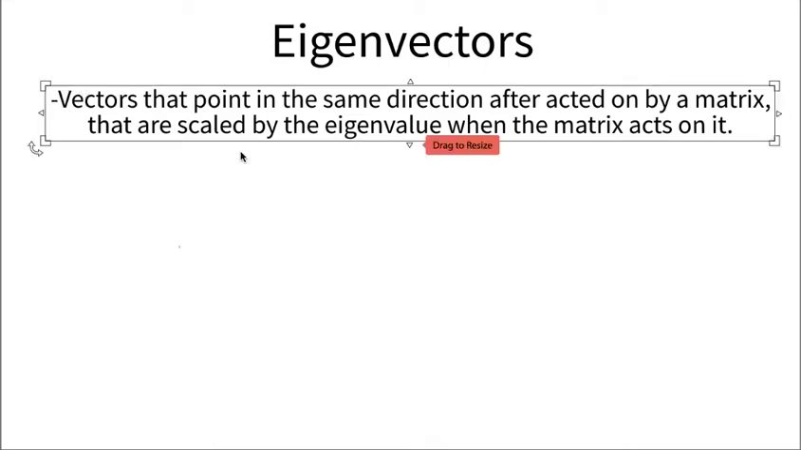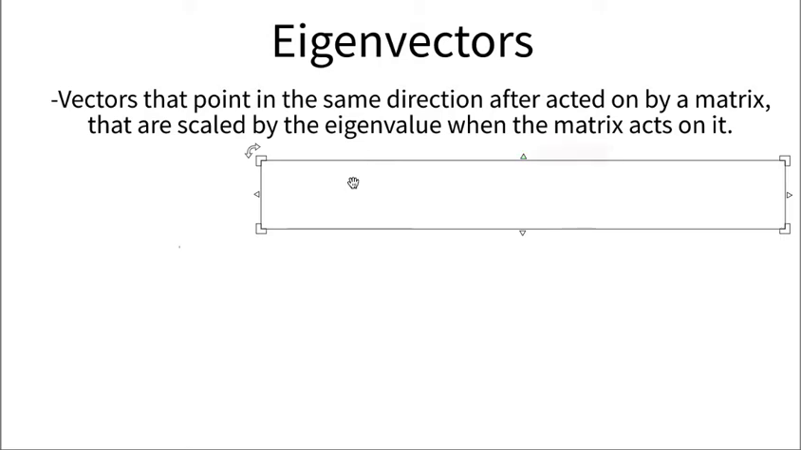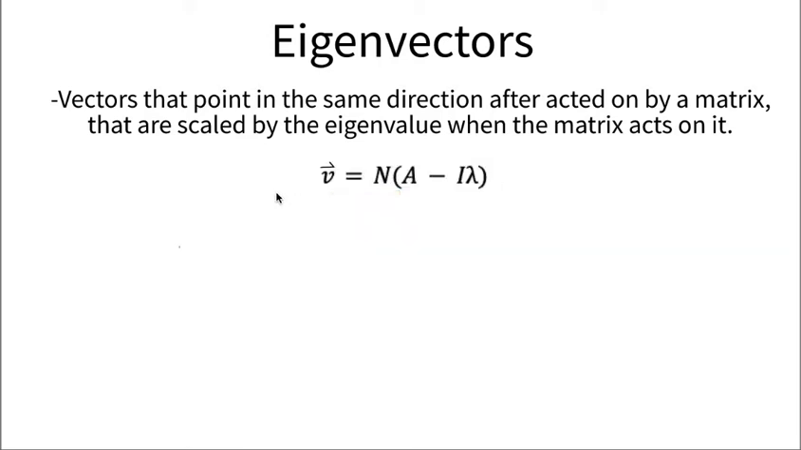So this is the formula if you want to find an eigenvector. The set of all eigenvectors of a matrix is equal to the null space of A, which is the matrix that you're going to find the eigenvector of, minus I, which is the identity matrix, times lambda. Lambda is the eigenvalue for that specific eigenvector. And I think that's all there is, so let's just do one example.